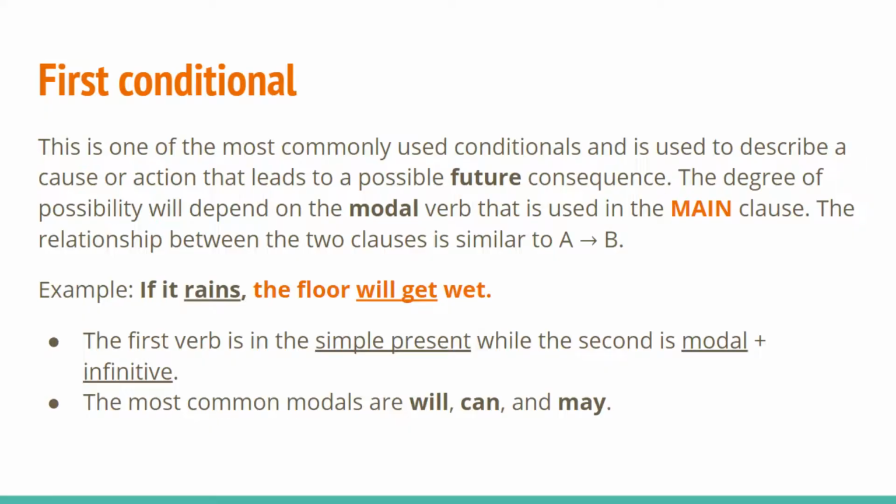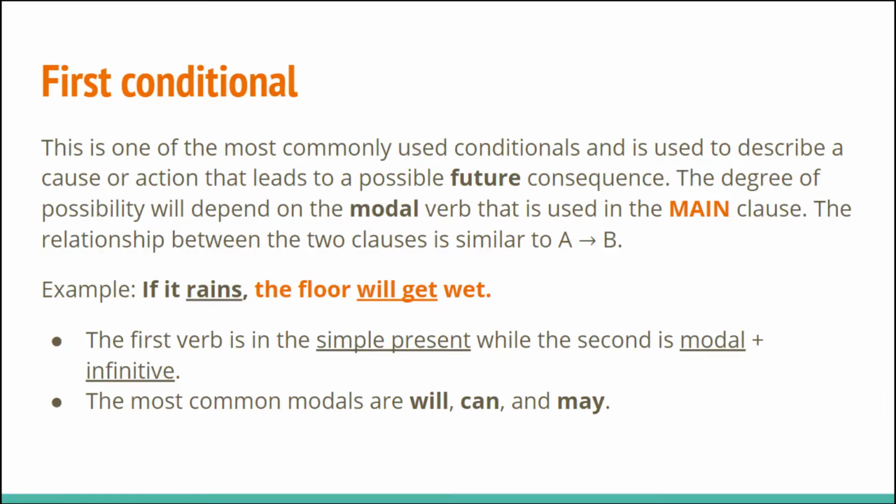The first conditional, this is, I believe, one of the most commonly used ones, if not the most commonly used one. And they refer to a possible future consequence. So, whereas in the zero conditional, two things can be happening at the same time, like it's just a direct consequence, in the first conditional, it projects itself towards the future. And how possible this is, or what effect the first part will have on the second part, is defined by the modal that you're using.